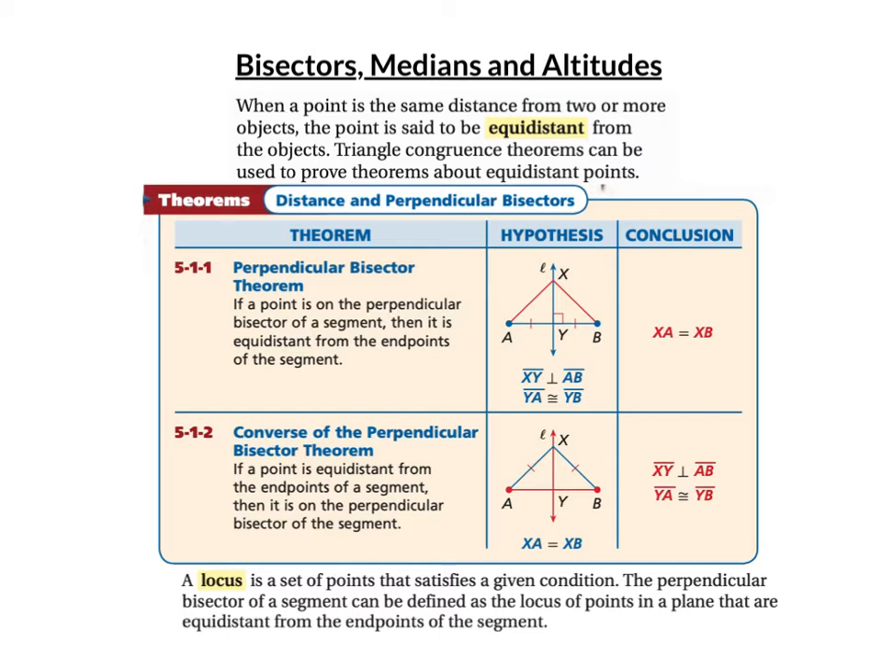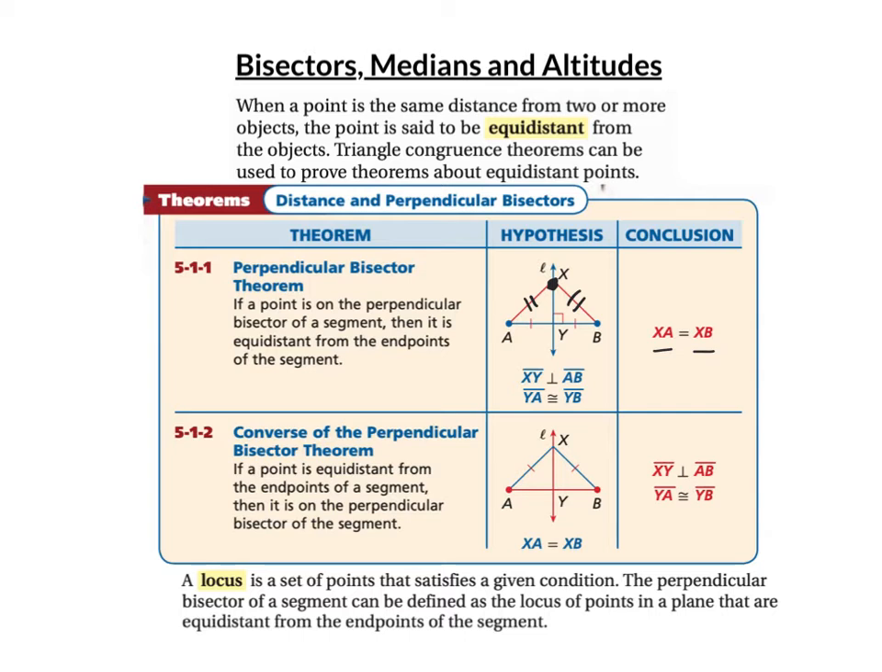Theorems that come from this. The perpendicular bisector theorem: if a point is on the perpendicular bisector of a segment, then it is equidistant from the endpoints, meaning this point here was on the perpendicular bisector, therefore it's equidistant from A and B. In other words, these two segments are equal. That is, XA equals XB. If a point is on the perpendicular bisector, then it is equidistant from the endpoints.